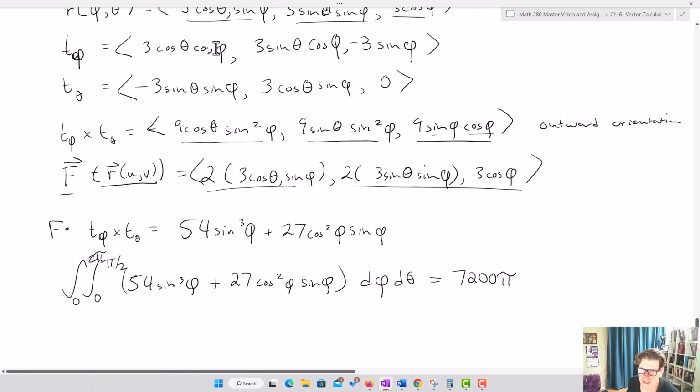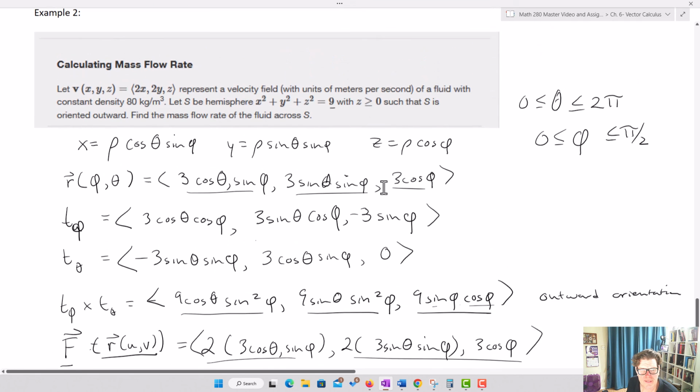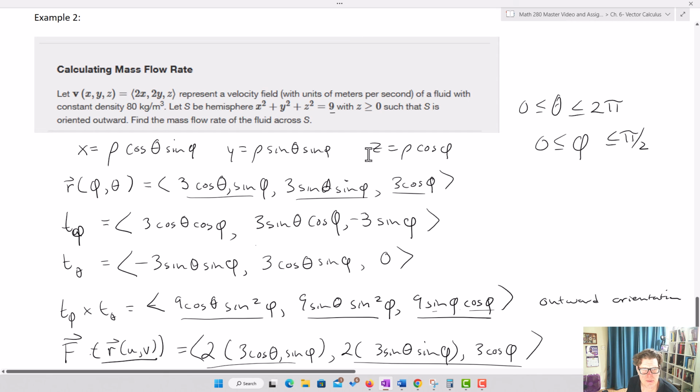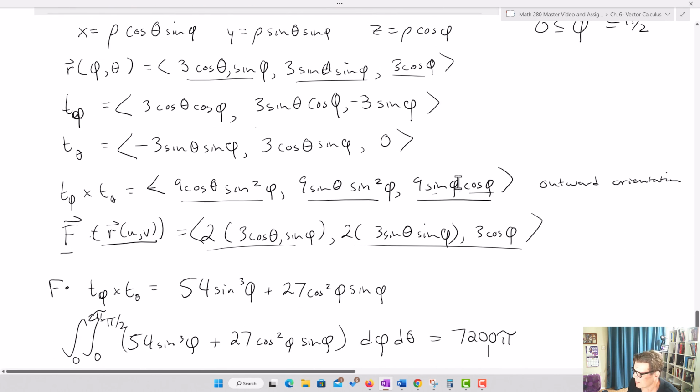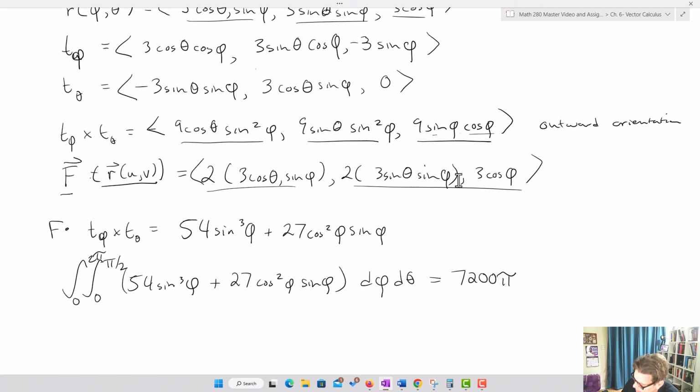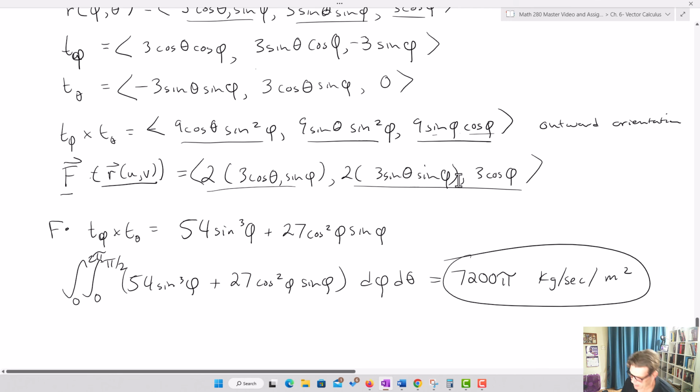So when I plug in the values that I have here, 80 kilograms per meter cubed, that's my density, and then my time is in seconds. This is going to be 7,200 pi kilograms per second per meter squared. And that is my answer.